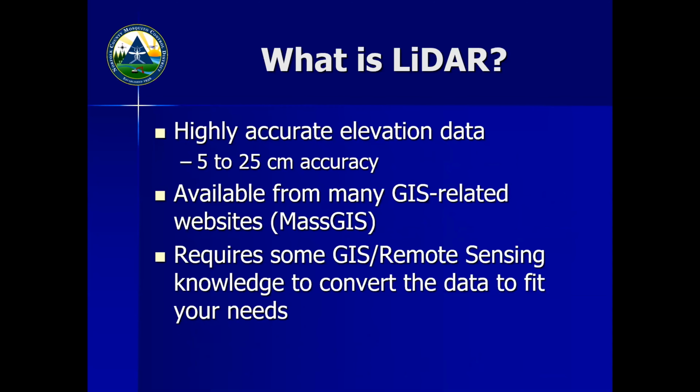It gives you highly accurate elevation data. Sometimes the data can be as accurate as 5 to 25 centimeters, and you can really get a low interval on the data as well. Many GIS-related websites have it available for free, including our own MassGIS. Usually they give it to you in raw form, so you have to have some GIS and remote sensing knowledge in order to convert the data to fit whatever it is you're looking for out of it.